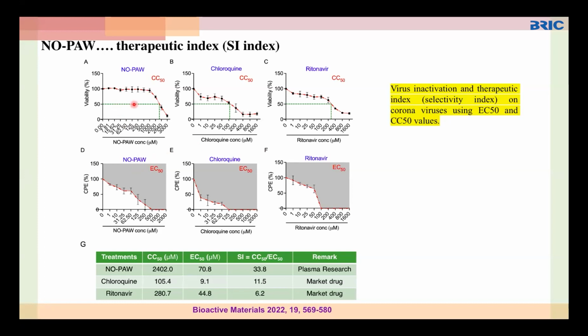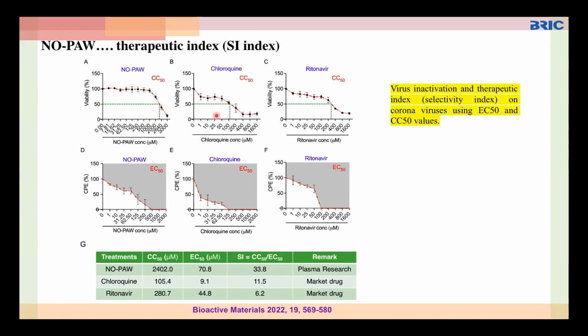And we found that the cytotoxicity of this NO water is very low, and it shows cytotoxicity only after 2500 micromole concentration. That is very high. So it means this is non-toxic below 2000 micromole concentration, and we can use any concentration below 2000 micromole of NO-PAW.